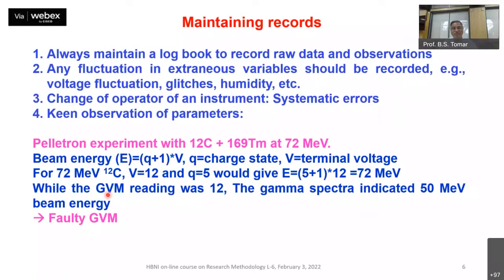The reading on the machine was showing 15. This machine is not supposed to be giving more than 14, even theoretically. So then they realized that there is a problem in the particular reader, which tells you the terminal voltage. Finally, that GVM was repaired and we could get the proper results.